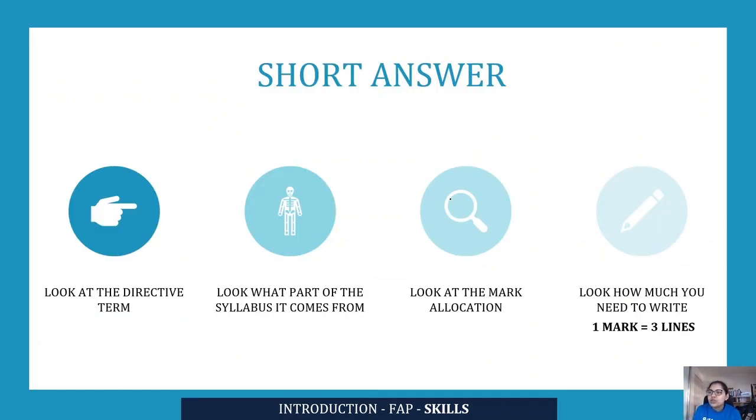So when it comes to short answer questions, look at the directive term. Understand the verb. What is it asking you? If it's asking you to what extent, give a quantified judgment: to a significant extent, to a great extent, to a lesser extent, to a medium extent. If the question is describe, give me the characteristics and the features. If it's outline, sketch in general terms. So look at the directive term. Then look at what part of the syllabus it comes from.